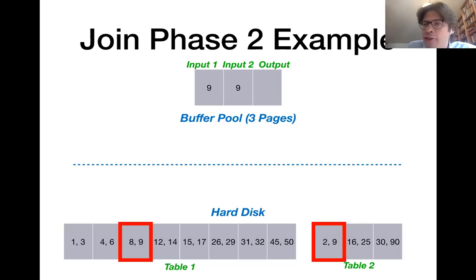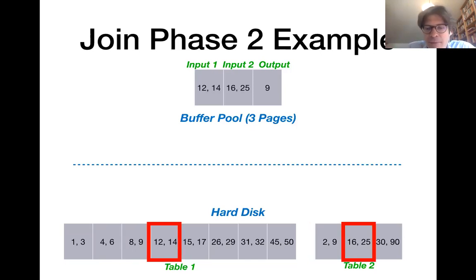And now I have a first match, because here I have a tuple with value 9. So I assume that this value is the value in the join column. So the tuples with a value 9 match together, and I'm copying that to the join output. And here I'm loading the next page from both of the input tables. And again, I'm going over it.